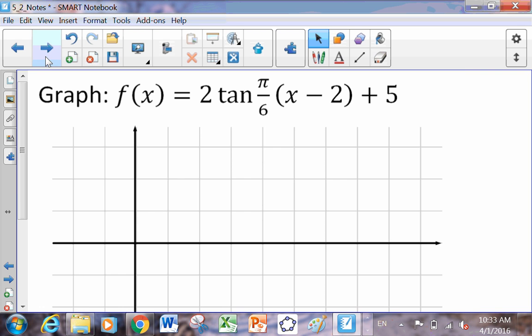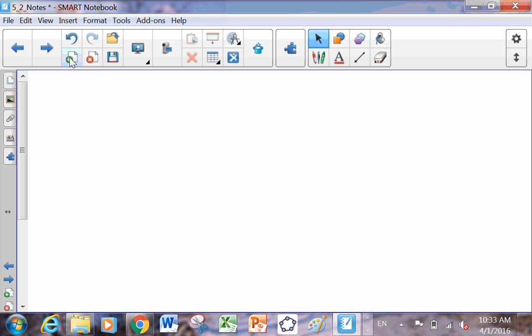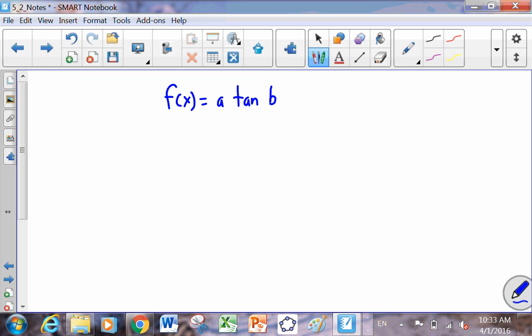So you see that it's a bit different than the other one, right? So what is it going to look like? The function of tan is going to be a tangent again of b x minus h plus k, right?